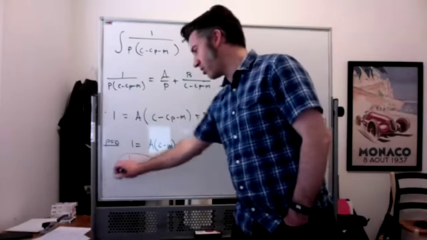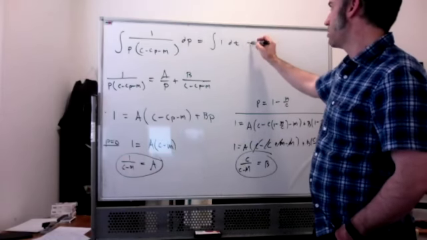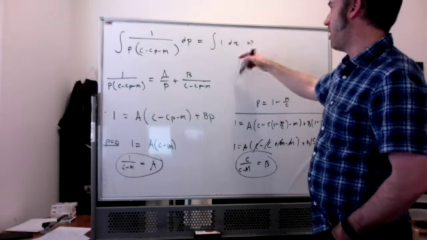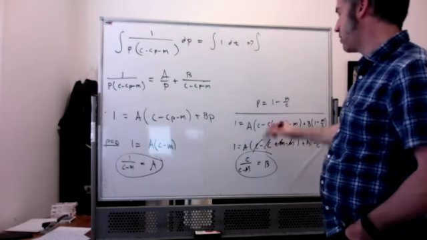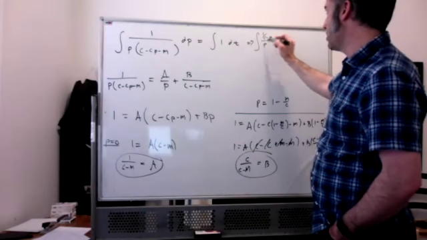Okay, that's not as terrible as it could have been. So that means this integral, we have on the left the integral of 1 over (C minus M) over P.